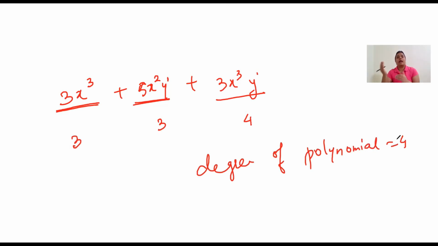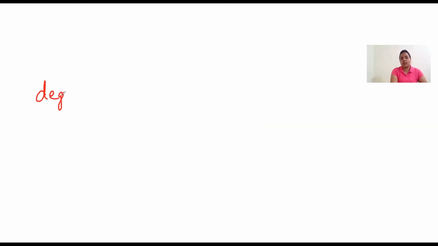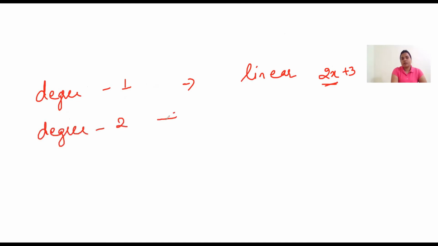In this way, we identify the degree of the polynomial. And there are some names for the polynomials also. If the degree is 1, the polynomial is called a linear polynomial. Example: 2x plus 3. In this, x has the highest power as 1. If the degree is 2, the polynomial is called a quadratic polynomial.